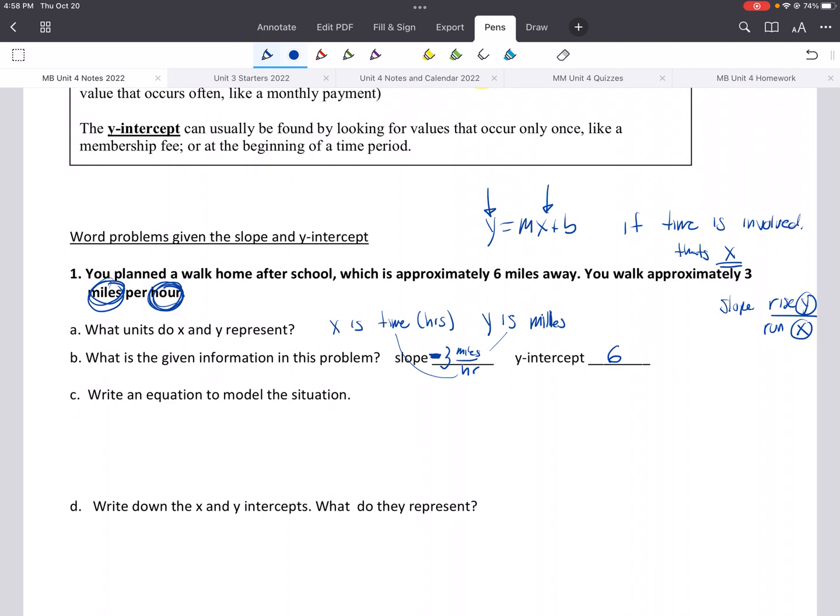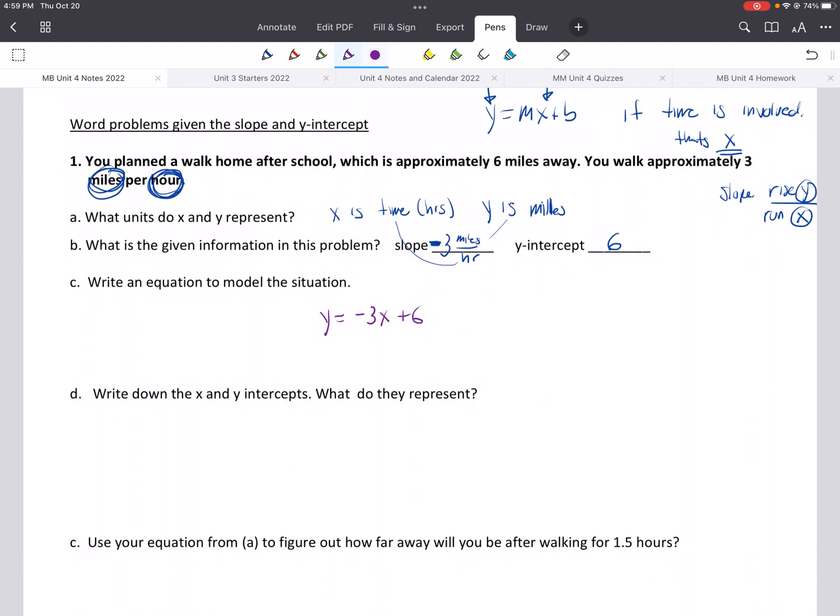Alright, now we'll write down our equation: y equals negative 3x plus 6. If you plugged 0 in, we would have 6 miles. If we plugged in 2 hours, we'd have 0 miles, we'd be home. So you can always plug things in and ask, does that make sense? Are we getting closer to home as time goes on?